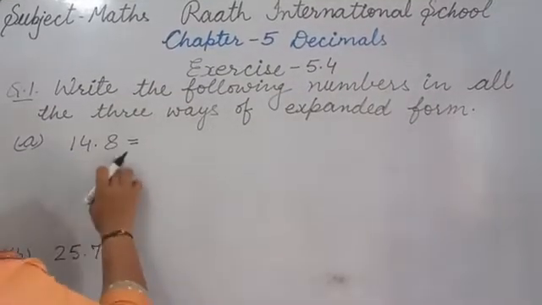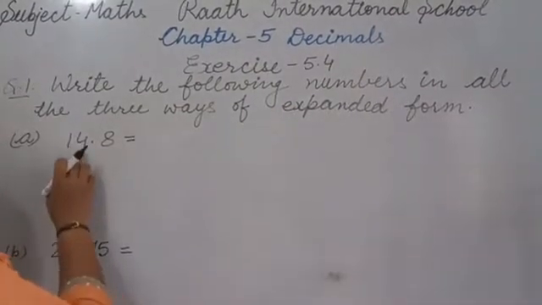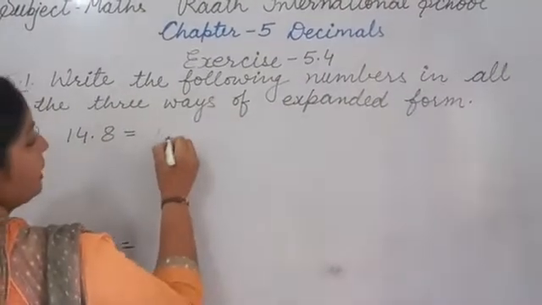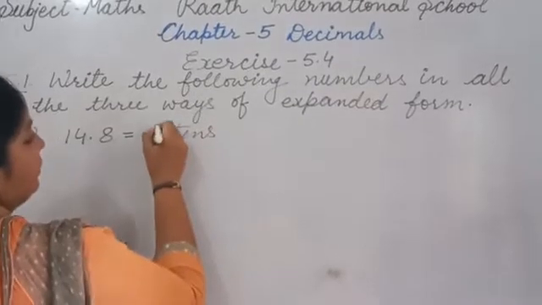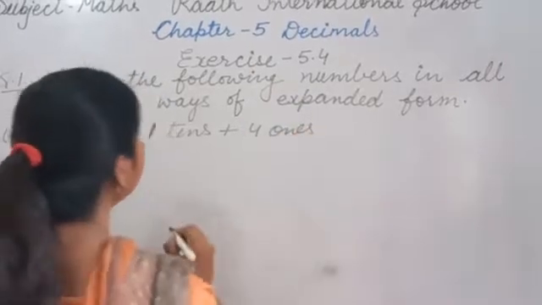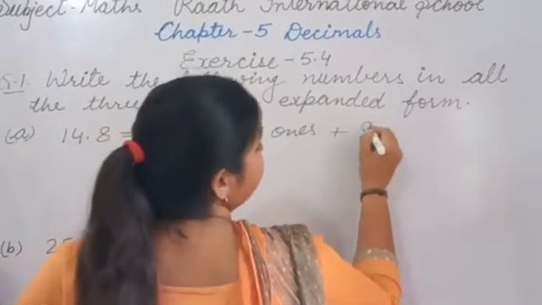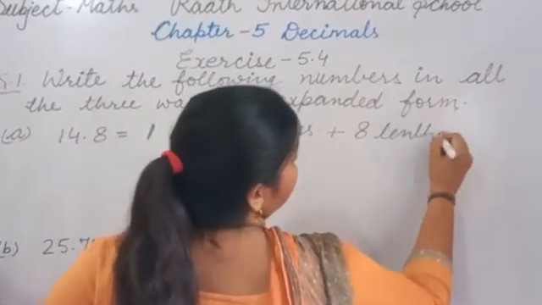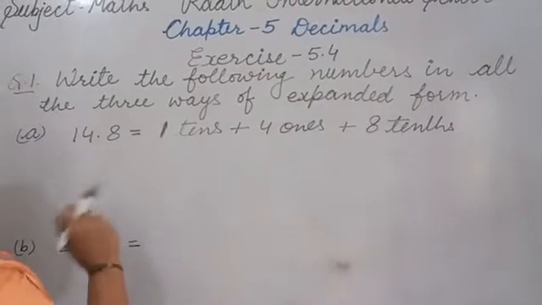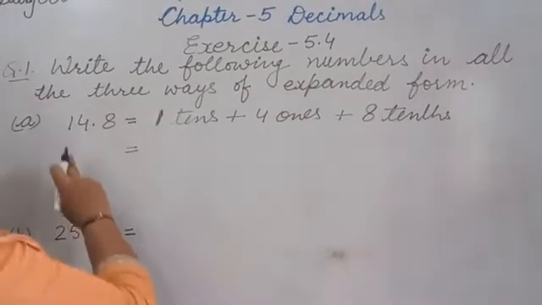Okay, so now A part: 14.8. There is 14. Whole is 14. So how will we write whole? 1 is in the tens place and 4 is in the ones place. So 1 tens plus 4 ones. Then we have 8 tenths. So plus 8 tenths. Okay, like this you should write the first method, the place value method. Then next, the second one is the decimal form.